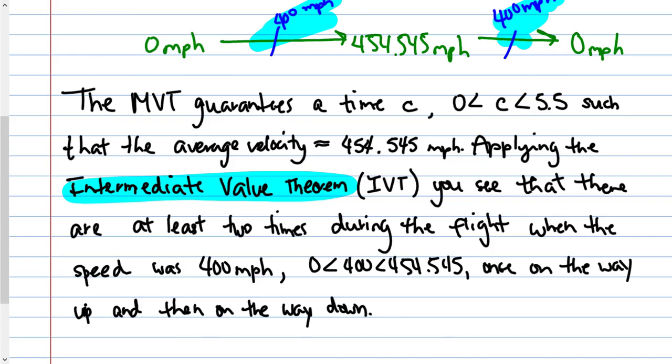So applying the IVT, you see that there are at least 2 times during the flight when the speed was 400 miles per hour, because 400 is between 0 and 454. Once was on the way up, and then on the way down. All right, and that is it.